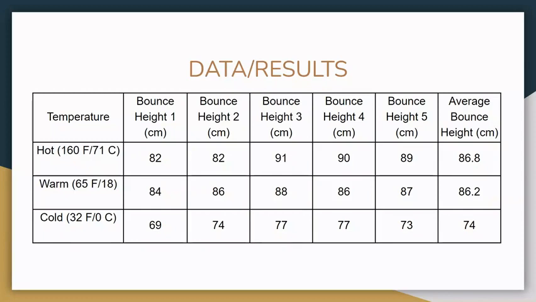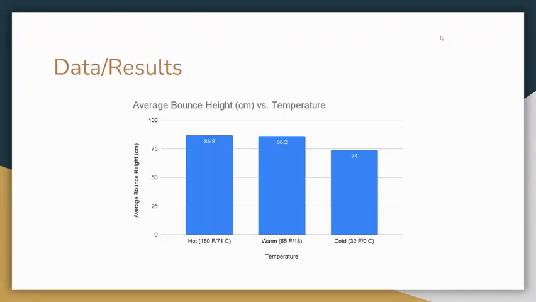I have labeled on the first column the temperature of the water: hot, approximately 160 degrees Fahrenheit; warm, which was approximately 65 degrees Fahrenheit; and cold, which was 32 degrees Fahrenheit. You can see that I calculated the average bounce height for each temperature. Cold water had an average bounce height of 74 centimeters. Warm water had an average bounce height of 86.2, and hot water had a bounce height of 86.8.